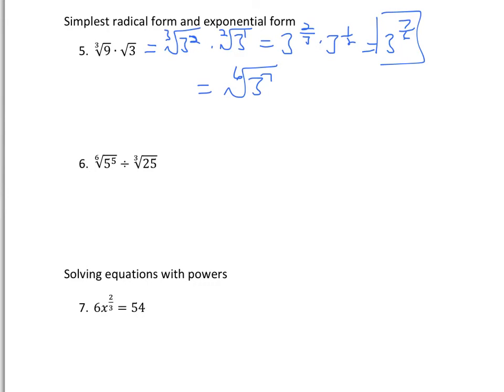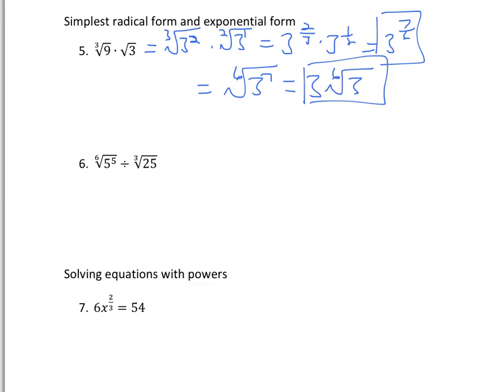Well, because we have a 6th root, we've done this in the past, we could pull out groups of 6. So there's one group of 6 3's in there, so we're going to pull out a 3 and be left with 1 3 on the inside. So that's simplest radical form and exponential form.